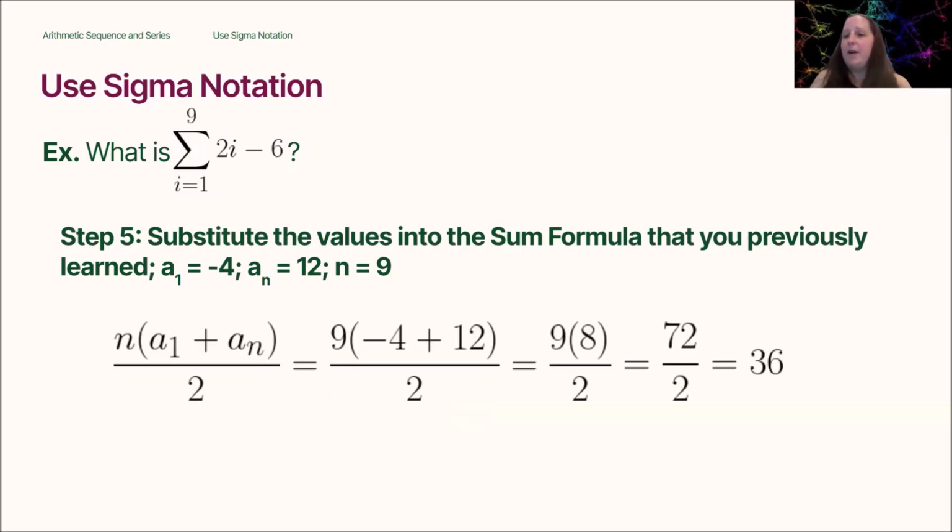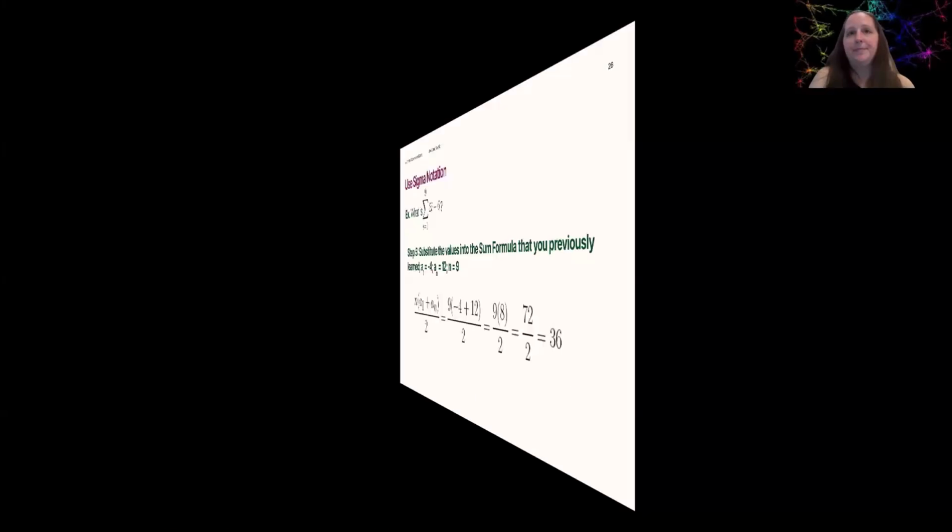I found my first term, I found my last term, I know there's 9 terms. So n equals 9, a sub 1 is -4, a sub n is 12. So -4 plus 12 gives me 8. 8 times 9 is 72. 72 divided by 2 is 36. So in this case, the sum of 2i minus 6 for 9 terms is 36.